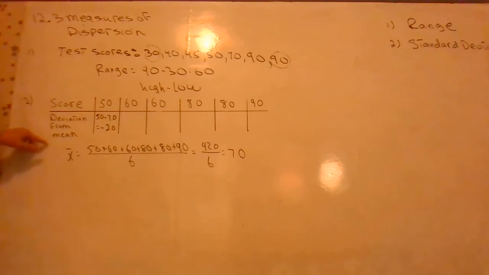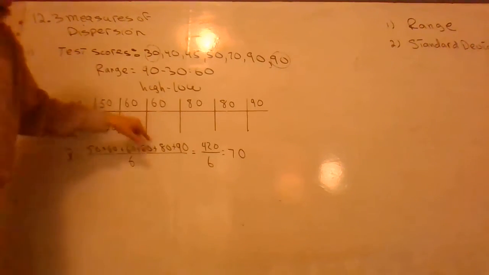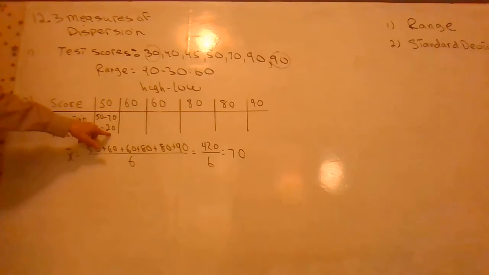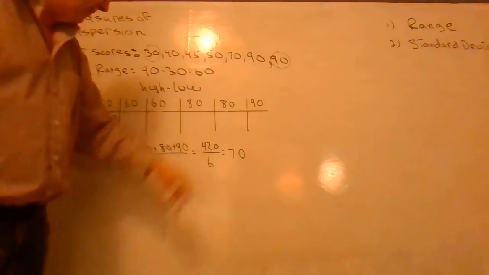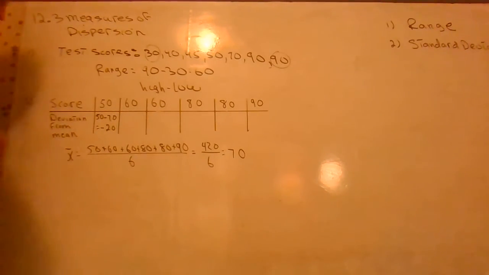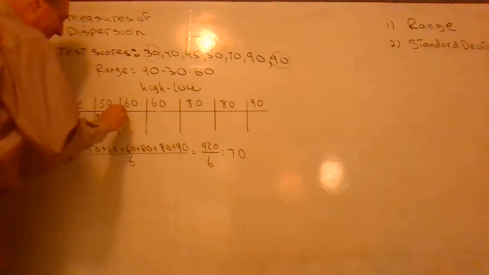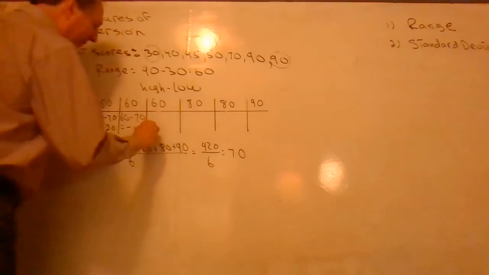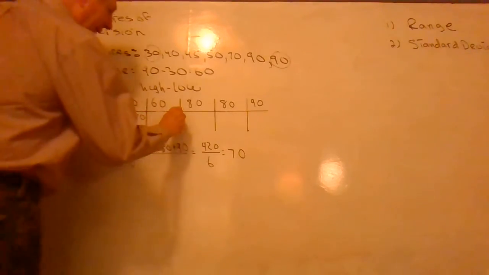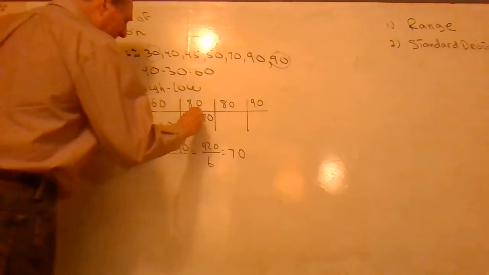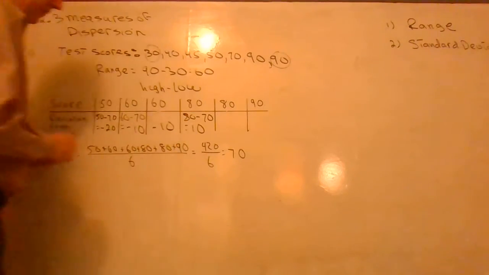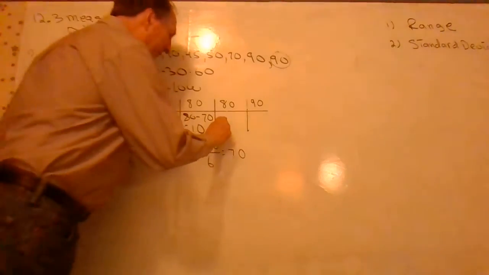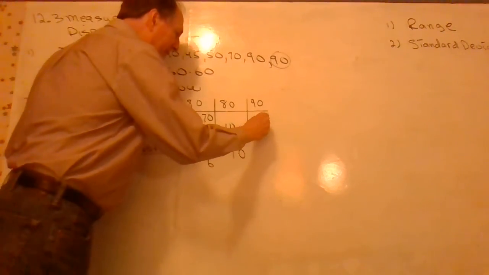The deviation from the mean is how far these scores differ from the mean. 50 minus 70 is negative 20. See, 50 is 20 below 70. 60 minus 70 is negative 10. This one is negative 10 as well. 80 minus 70 is 10. Notice it's plus 10. This is 10 above the mean. Yeah, this is going to be 10, and this is going to be 20.